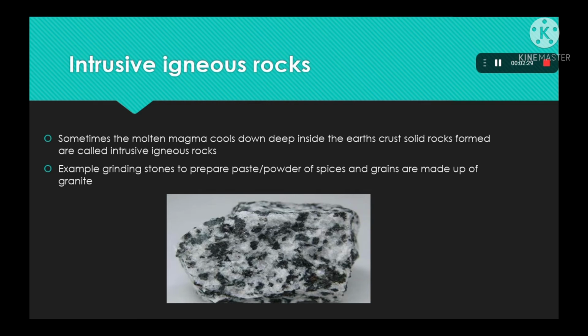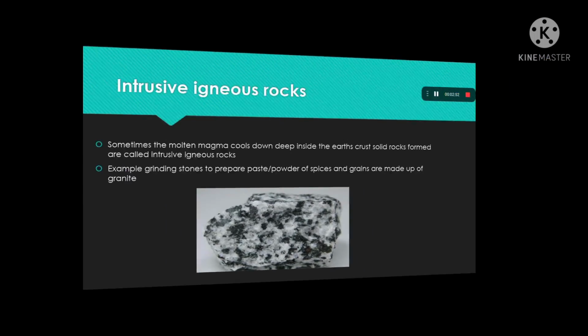Example: the grinding stone used to prepare paste, powder of spices and grains is made up of granite. So this is granite. Granite stones are used to prepare paste. Okay. So now let's come to extrusive igneous rock.